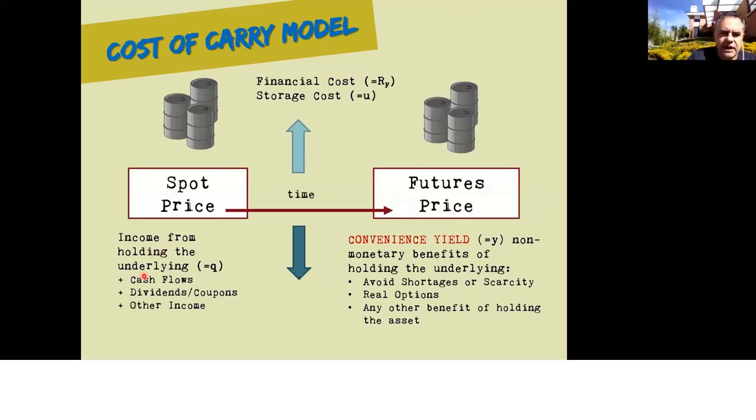So in this case, any income, for example, cash coming from dividends from a share or coupons from a bond are a good example of cash benefits. And convenience yield is a non-monetary benefit of holding the underlying. So in this case, you may have shortages or any scarcity that will drive you to have the asset today versus receiving it in the future. So that's a convenience yield, which is a non-monetary benefit of holding an asset.